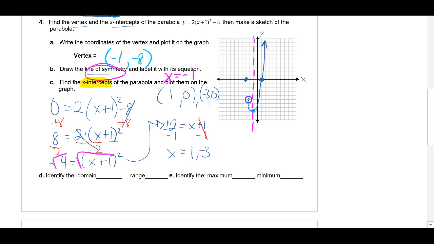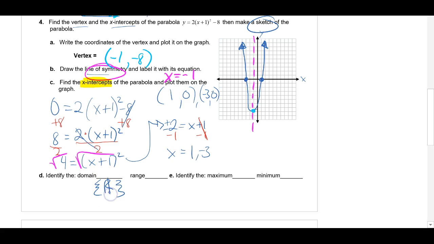Some of you might ask, well, what about the y-intercept? In this case, we're just looking for a quick sketch, so we're not going to make it perfect. So if you don't have the y-intercept, that's okay. Not necessary. Okay, so now the domain. What's the domain of any parabola?